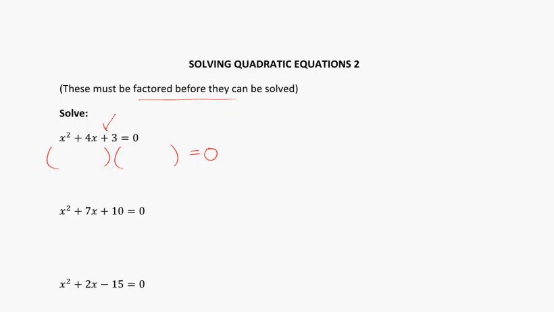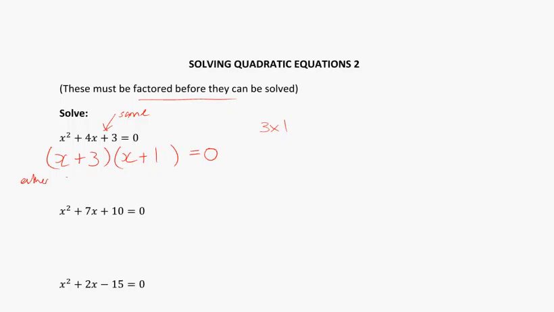We look at the last sign, it's plus, and so we know they're both going to be plus. The signs are both the same signs in the brackets, and this time both plus. What two numbers multiply to 3 and add to 4? We only have one choice because 3 is a prime number. 3 and 1, and it doesn't matter which bracket they go in. So we've now factorized it, so we can go ahead and solve it.